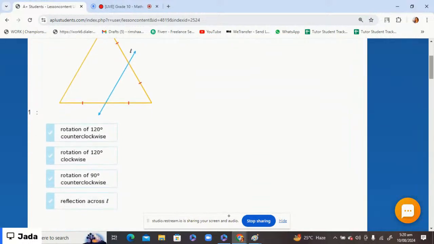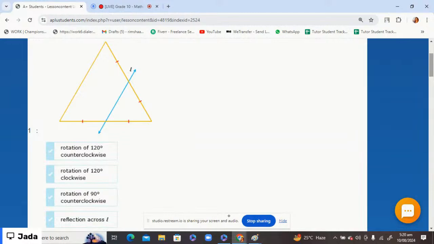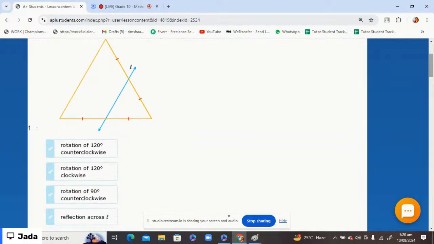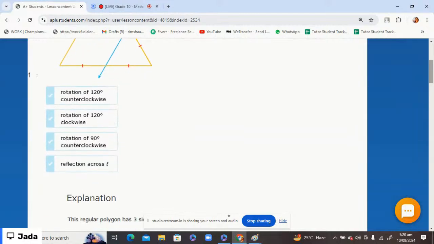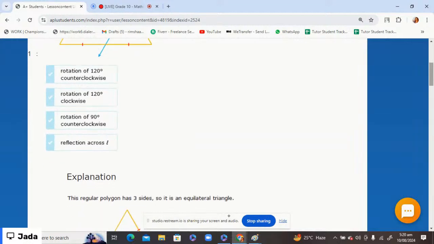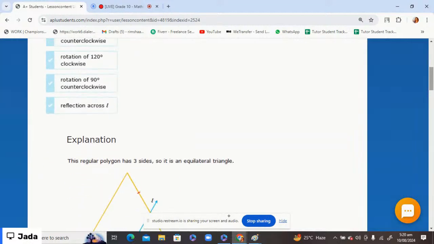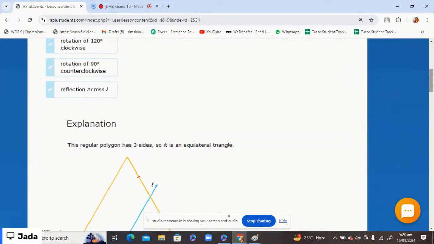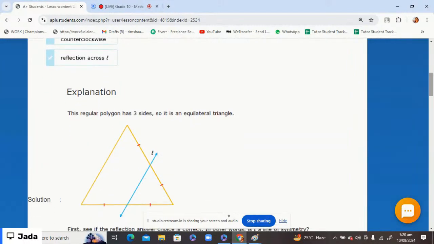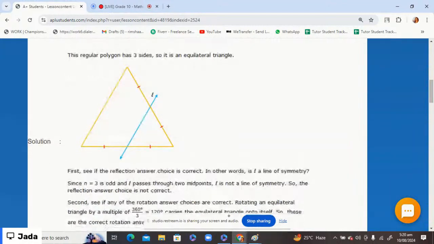So, which of the following transformations carry this regular polygon onto itself? Look at here. This is basically a triangle, and it is cut into two parts, and this line is L. The options are rotation of 180 counterclockwise, rotation of 180 clockwise, rotation of 90 counterclockwise, and reflection across L. The regular polygon has three sides, so it is an equilateral triangle. The first thing: all sides of this triangle are the same, so we can say what kind of polygon it is. This is basically an equilateral triangle because all sides are the same.